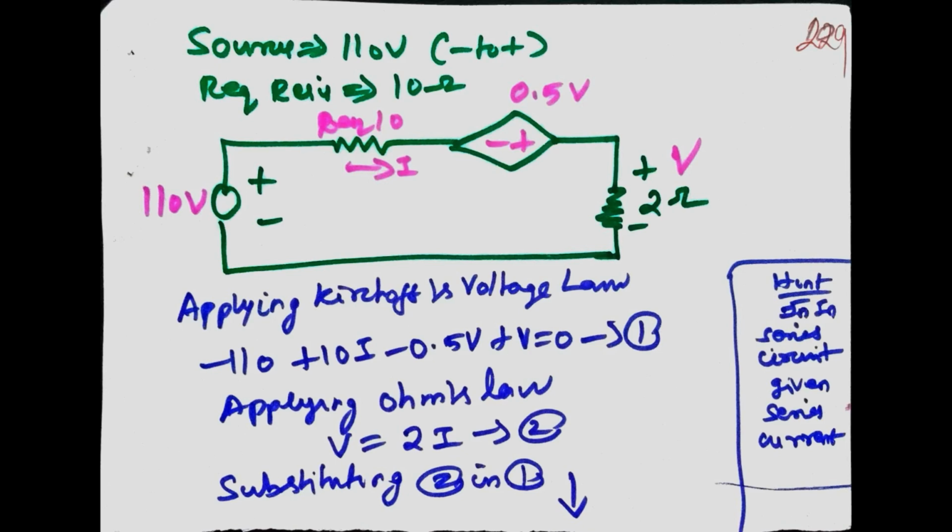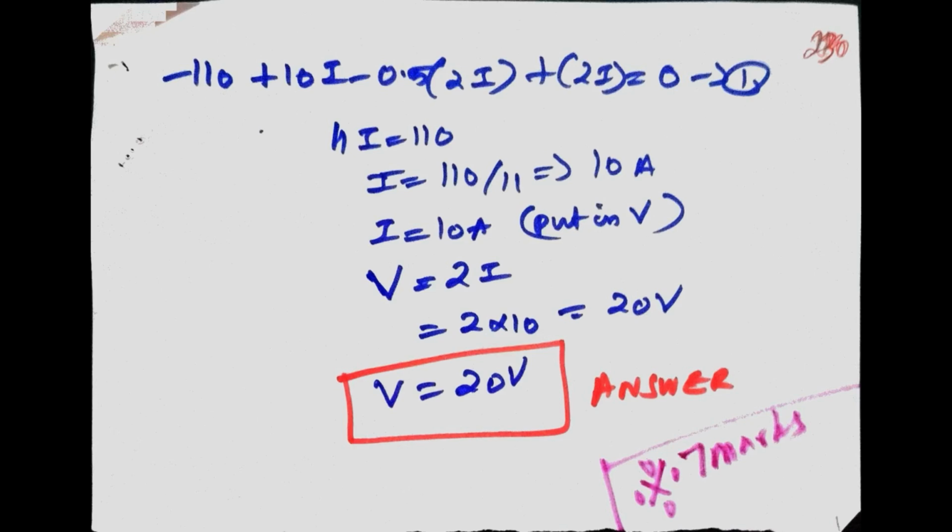Applying Kirchhoff's voltage law, minus to plus, that is rise voltage: minus 110 volt plus 10I, minus to plus, so rise voltage put minus sign, minus 0.5 V, plus V, that is the voltage across the 2 ohm, is equal to 0. That is equation 1. Applying Ohm's law, V is equal to 2I, the voltage across the 2 ohm resistance. Substituting 2 in 1, we have minus 110 plus 10I minus 0.5 into 2I plus 2I is equal to 0.